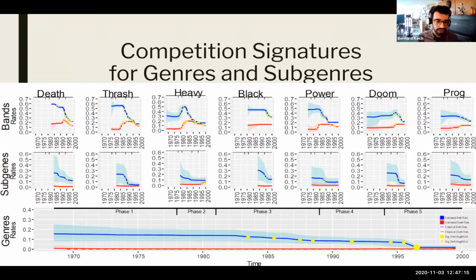Then we also looked at subgenres: does the birth of new subgenres and new genres in metal change over time? Metal fans love subgenres. Examples within death metal might be brutal death metal or blackened death metal. In all of these major genres, the birth of subgenres slowly declines over time. In metal overall, which is the bottom row, the birth rates decline over time. And eventually by 1997, there are no new subgenres being born in metal, no new genres being born in metal music, sorry.